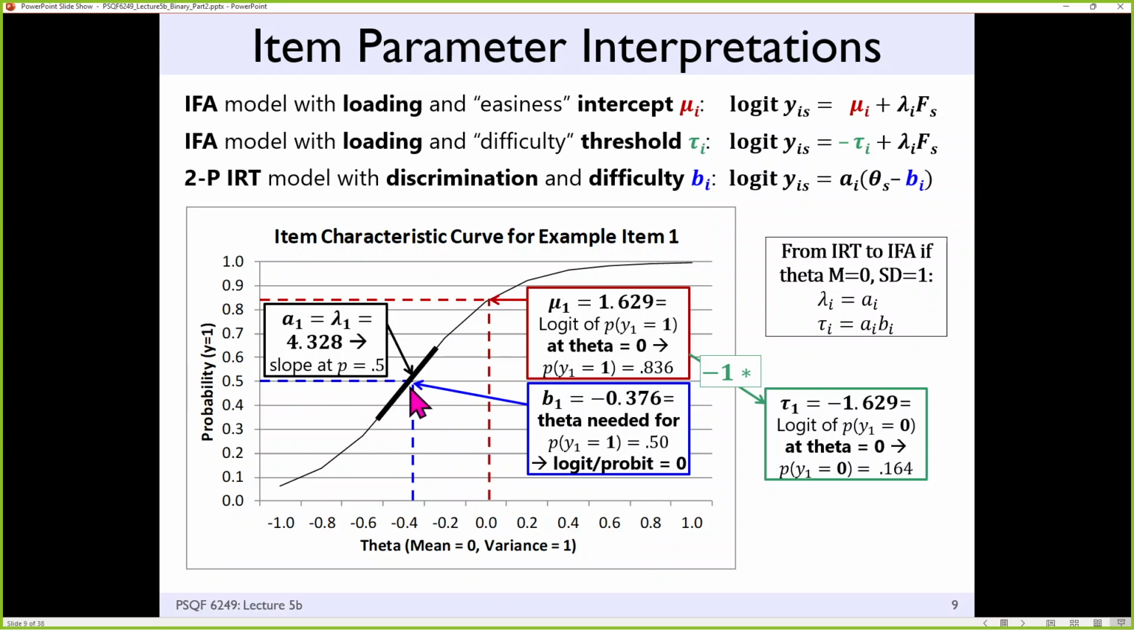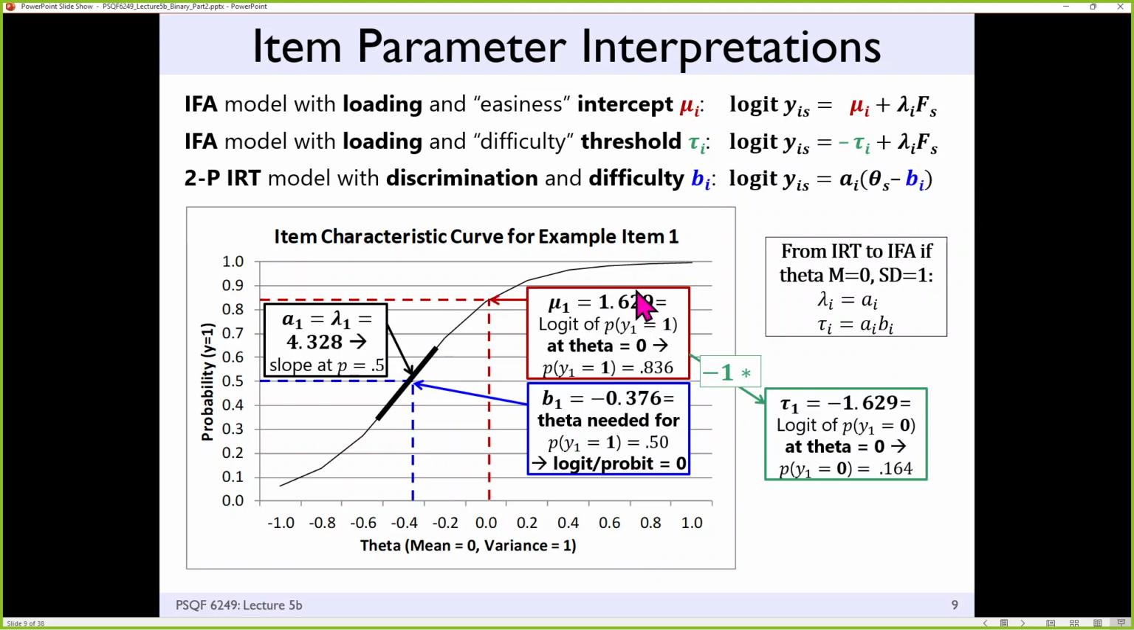So B tells you what theta is if y is 0. And intercept tells you what y is if theta is 0. Intercept tells you y given theta 0. Difficulty tells you theta given y 0.